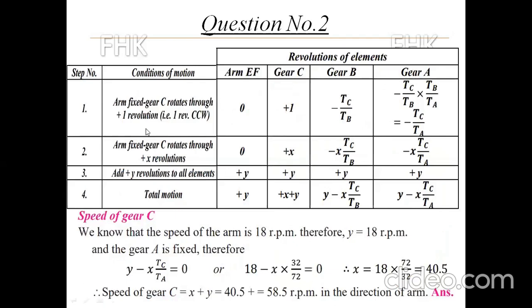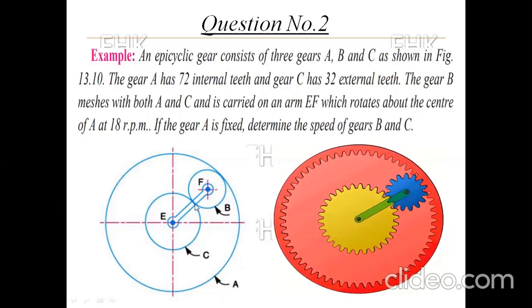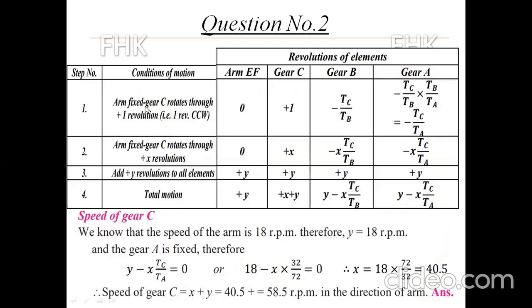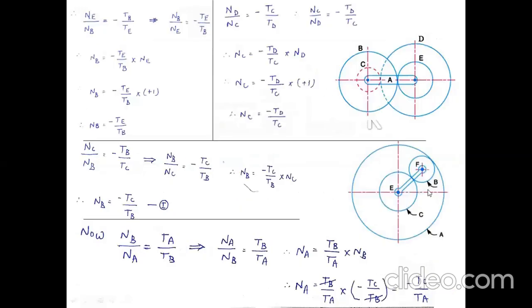So as per the problem statement, we are making that table. Condition: arm is fixed. First, the arm is fixed. Give 1 plus revolution to gear C. So gear C is making 1 revolution. So what is the speed of gear B? Speed of gear B we have to find out.